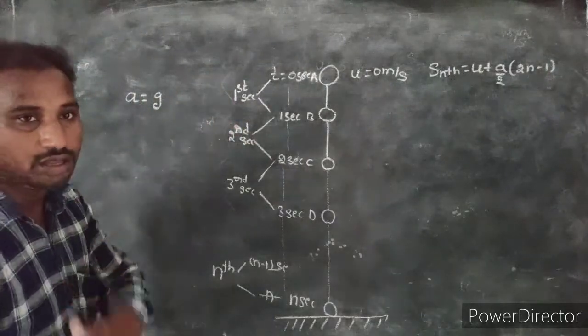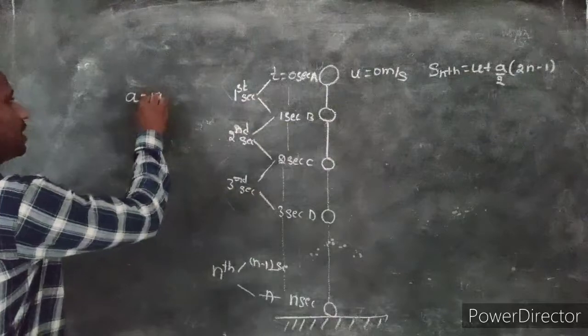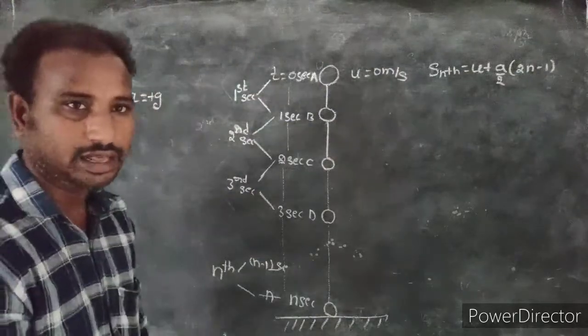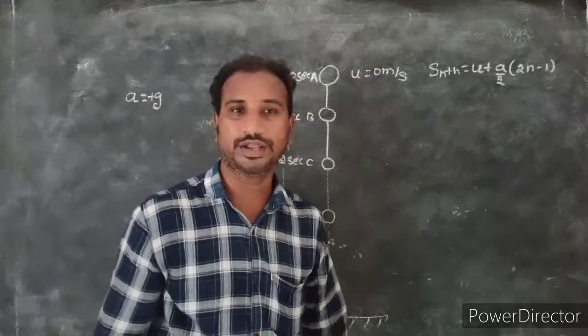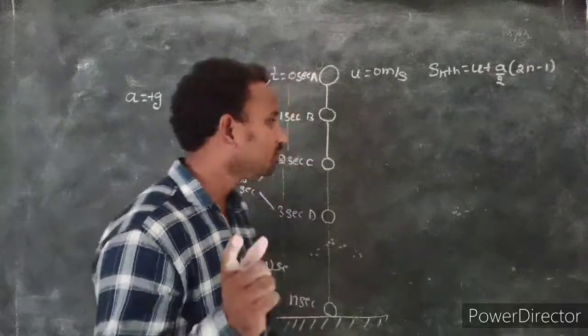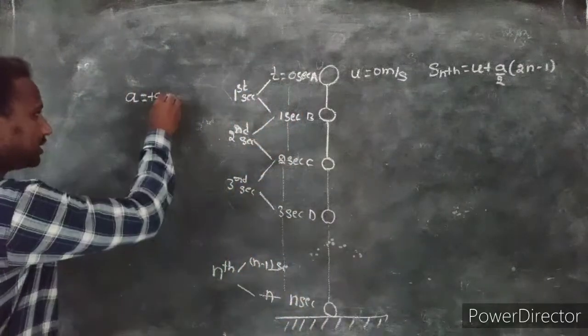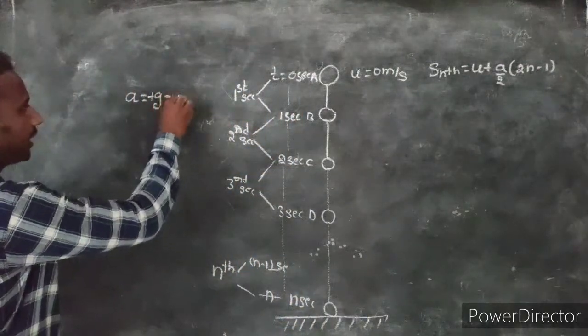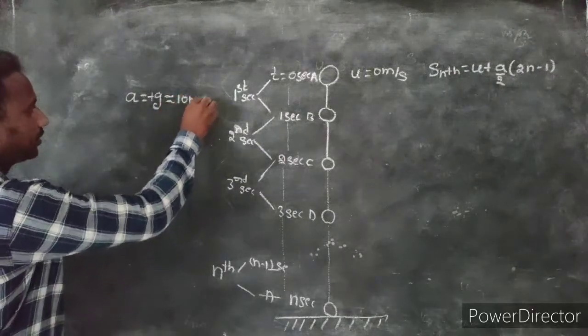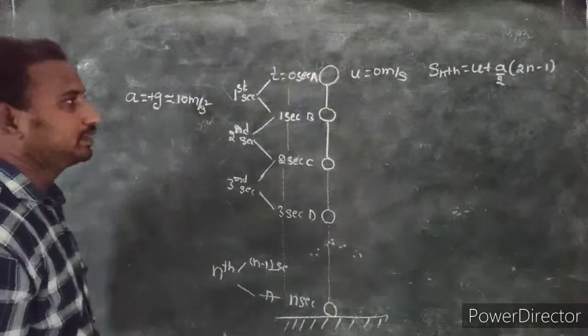The rate of increasing velocity is called positive acceleration. Because of that reason, we have to keep that sign plus. Understood, students? Okay, any doubt? So please concentrate here. This value is approximately 10 meter per second square. Okay, 10 meter per second square.